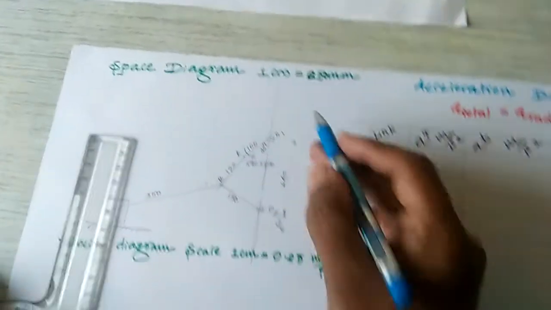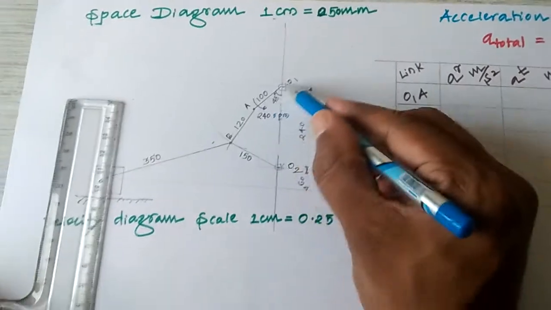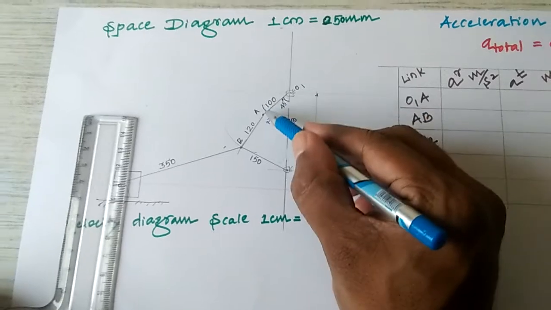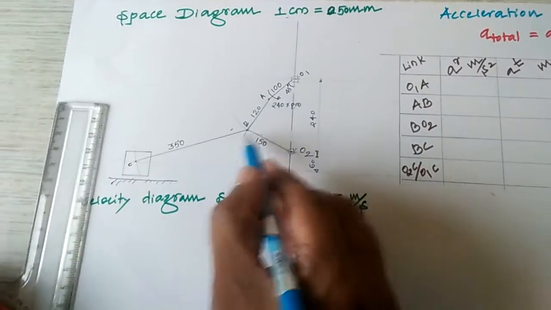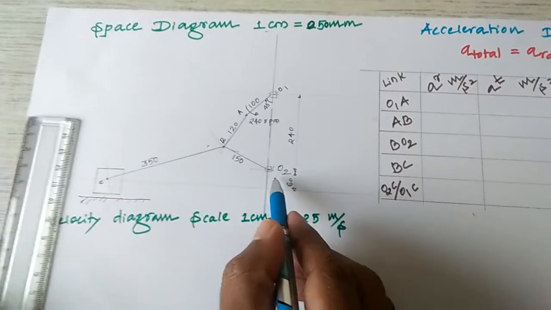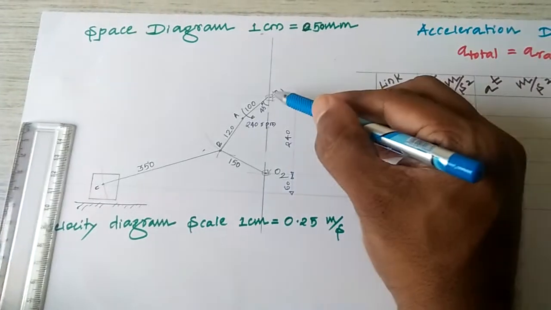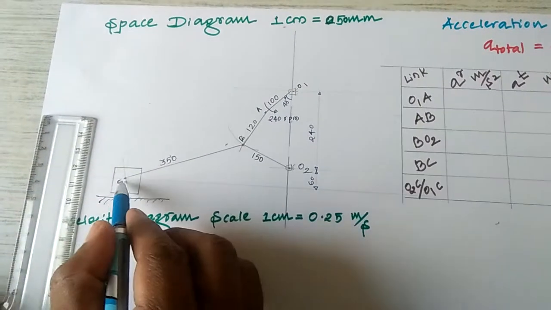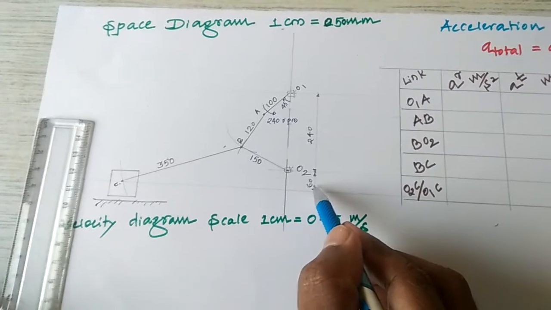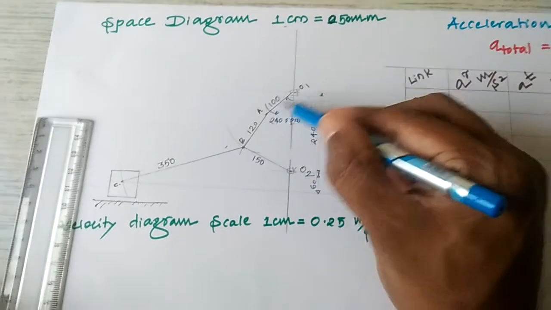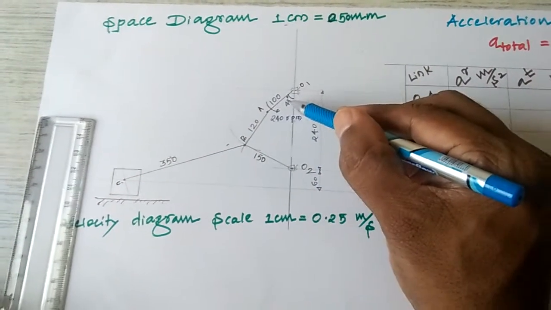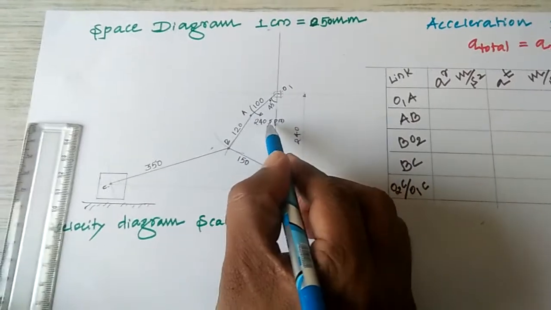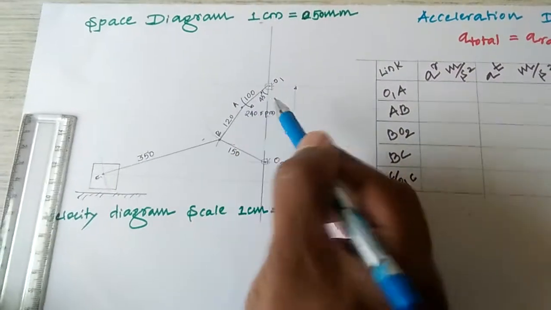I have already drawn it to save time. This is a simple drawing. I have taken O1A as 100 mm, AB as 120 mm, BC as 350 mm, and O2B as 150 mm. At the same time, the distance between O1 and O2 is 240, and the distance between C and O2, that is the eccentricity, is 60 mm. O1A makes a 45 degree angle, and it rotates in the clockwise direction at 240 rpm.